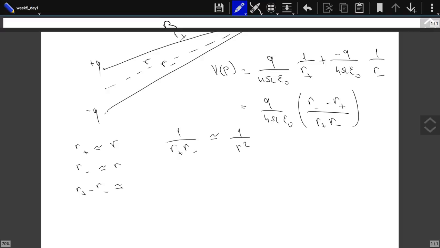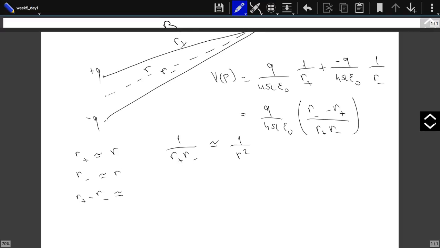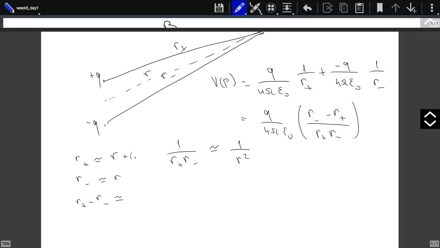This just tells me that, remember, R plus is equal to R plus some terms, which will be proportional to, let's say, this is D, R times D over R. And R minus will be minus something R times D over R. Now, R plus and R minus is equal to R only if we can ignore these terms.